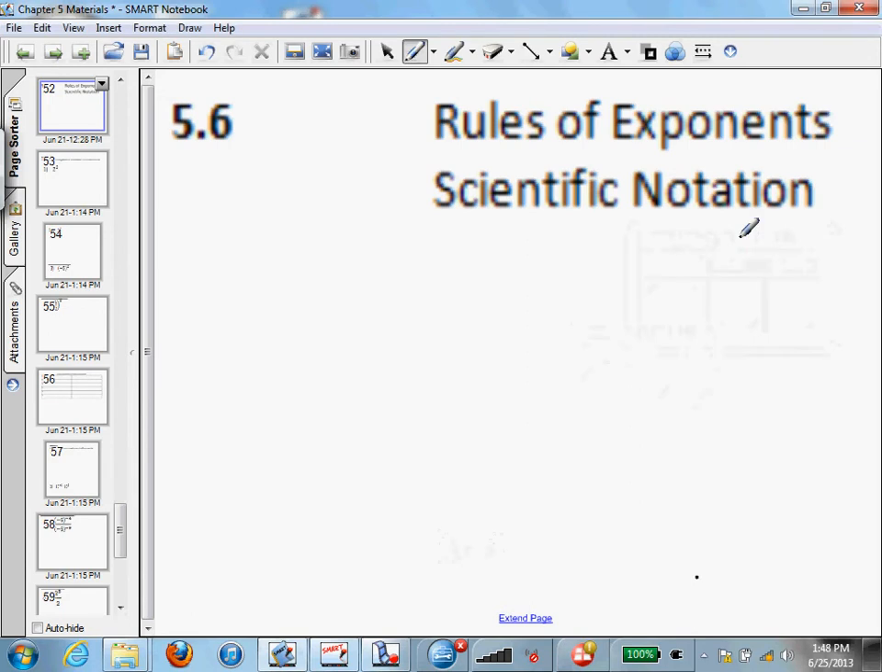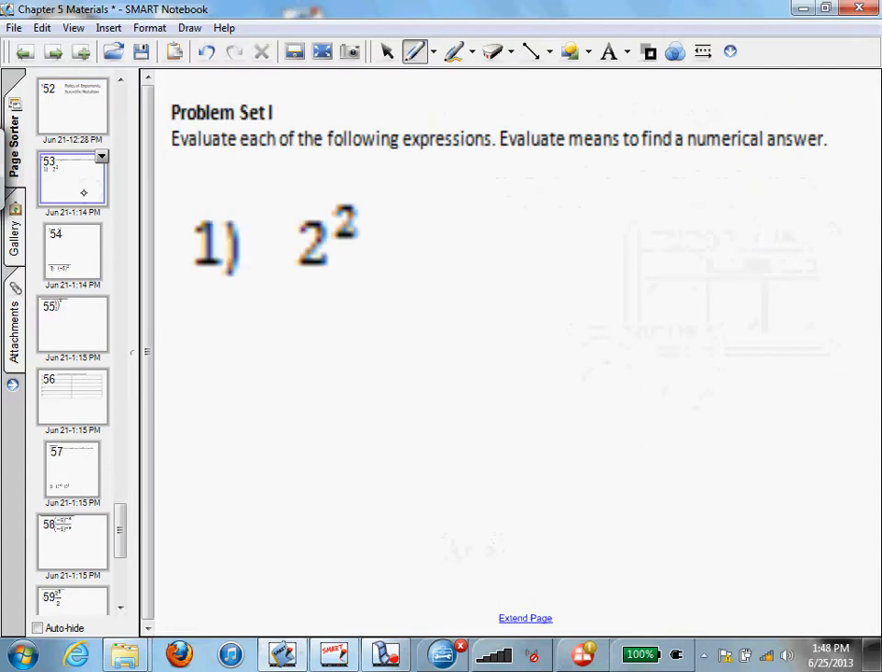Hello and welcome to 5.6 Rules of Exponents and Scientific Notation. Let's get started. Problem set 1 says evaluate each of the following expressions. Evaluate means to find a numerical answer.